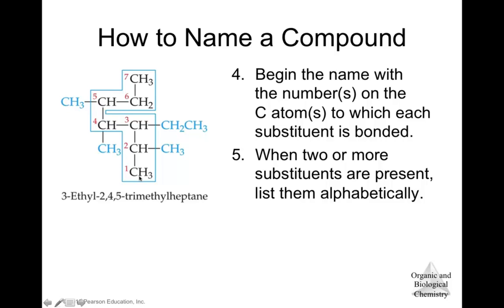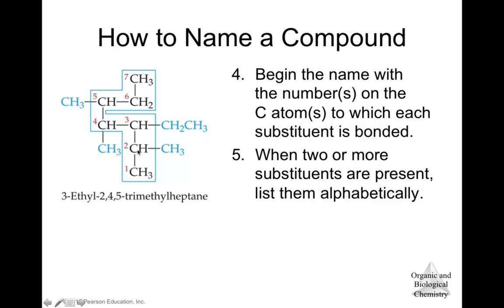Now we can start from here or also from here, but remember that we need to give the lowest number to the first substituent. So if we start from here, 1, 2, 3, this will be a 3. If we start from this side, 1, 2, this will be a 2. So we start from this side. That's why we start here instead of here. So we have 1, 2, 3.